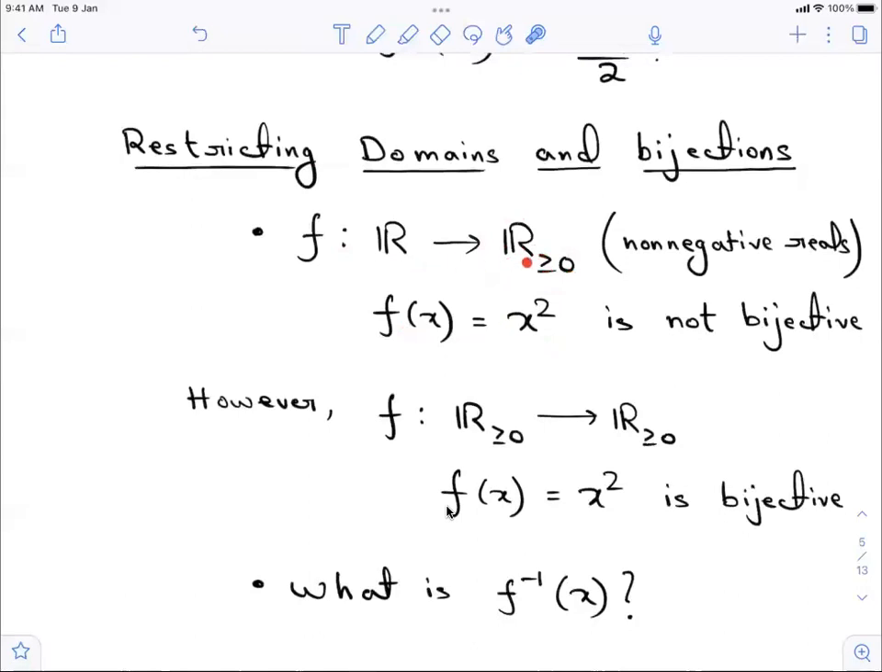So this function, once again, is not a bijective function because it fails to be injective. See, plus x and minus x both are being mapped to, or both are giving the output x squared. So it fails to be injective, therefore it's not bijective. However, if I restrict my domain to non-negative real numbers, then this function becomes bijective.